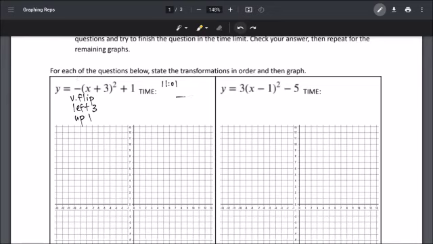So parent function, remember we created that in 4.3. We were using a table of values. We're talking about x squared here. Okay, so you're just taking all the numbers and you're squaring them. Okay, and so negative 3 squared is 9. Negative 2 squared is 4. Negative 1 squared is 1. 0 squared is 0, right?